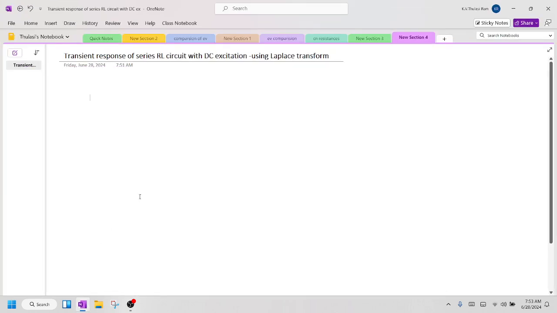Hi, good morning, everyone. Today, let us try to learn about the transient response of a series RC circuit with DC excitation. Excitation means giving a DC input using Laplace transform. Laplace means it will be in the form of S domain. This Laplace is also called S domain, or frequency domain.